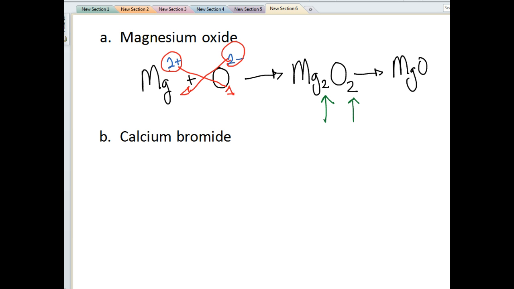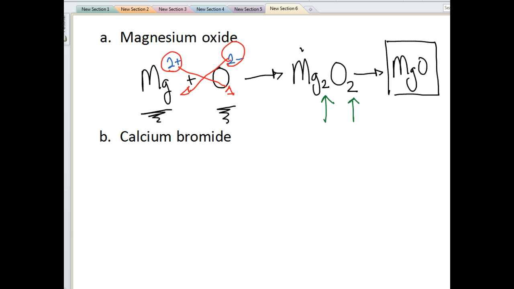And really what that means is it only takes one magnesium and one oxygen to make a neutral compound because they both have the same charge. They're both a 2 plus and a 2 minus. When they have different charges, that's where things get interesting, and we'll talk about that next. So our final answer here is MgO.